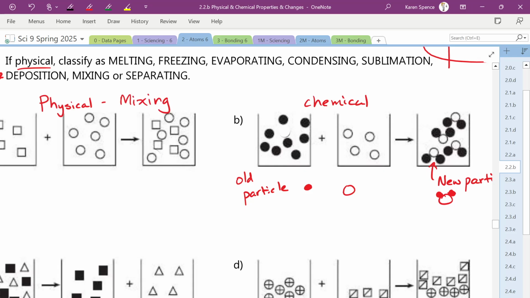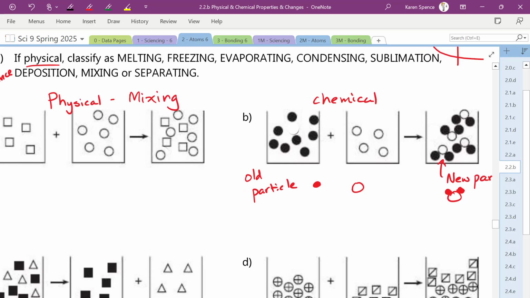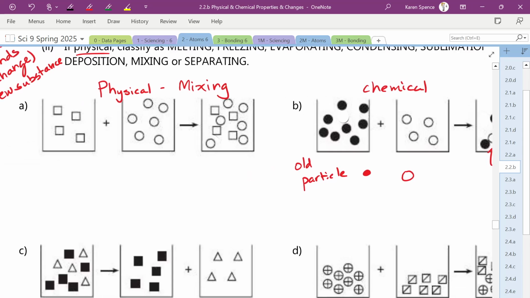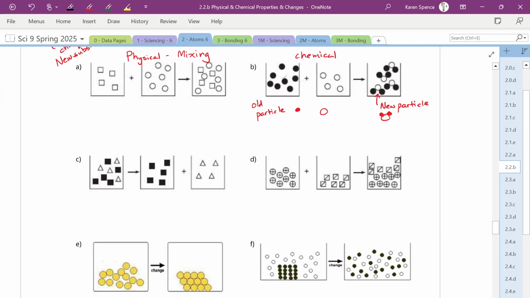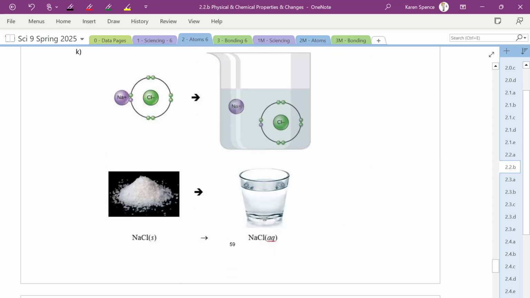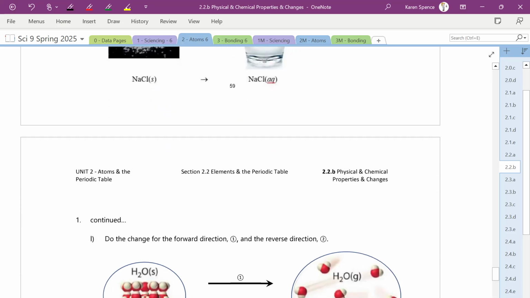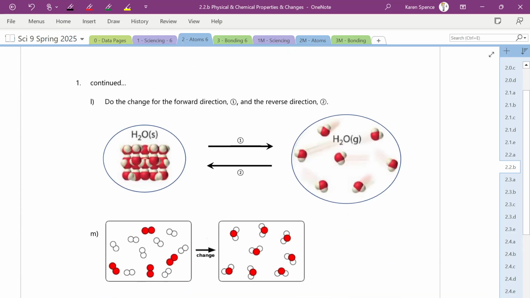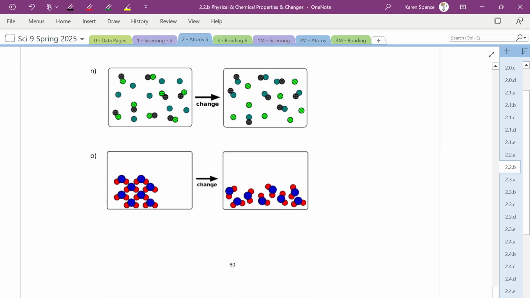Do you think you could do the rest of them? Yes? Okay, so why don't you start with pages 58 and 59 and 60. And if you finish those, you can go back and do 56, 57.